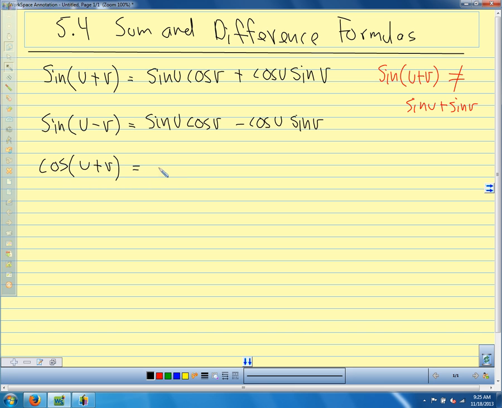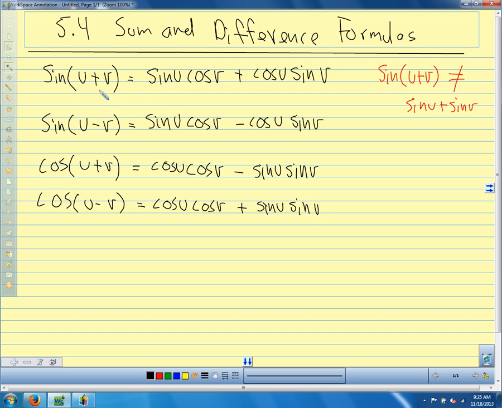Cosine of u plus v is cosine u cosine v minus sine u sine v. And our cosine difference formula is cosine u cosine v plus sine u sine v. So notice with the sine sum and difference formulas, the plus and minus are the same on each side, and the sines and cosines are mixed. With the cosines, the plus and minus is opposite, and the cosines and sines are together. And for this one, you need to remember that cosine of u plus v does not equal cosine u plus cosine v. It's more complicated than that.